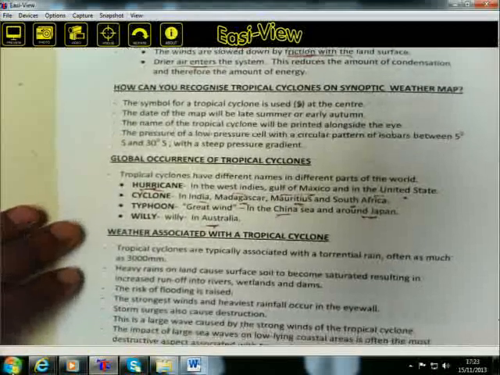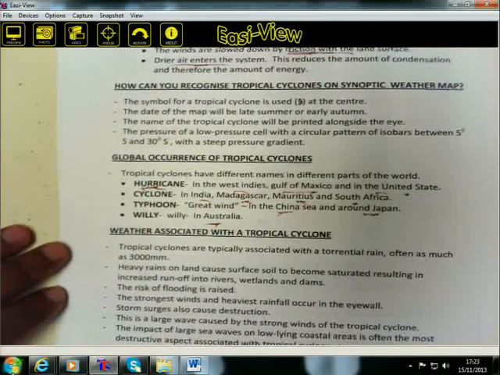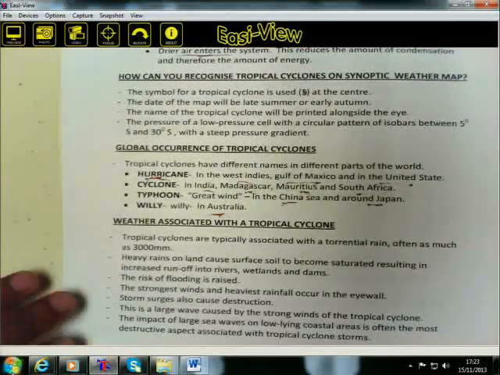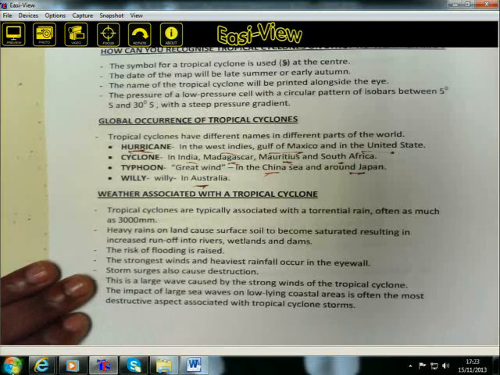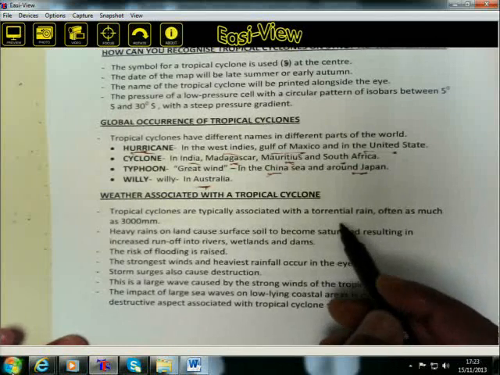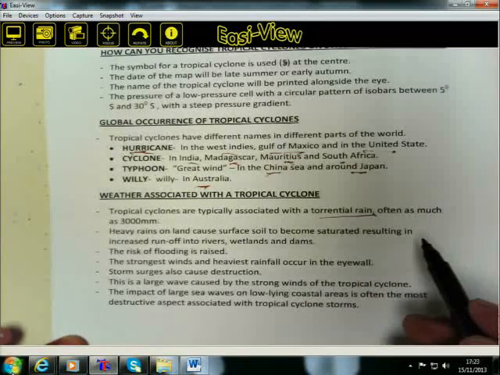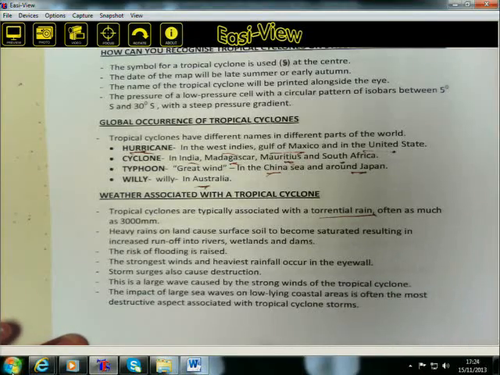Can we briefly talk about the weather associated with a tropical cyclone? Can you think a little bit about the tropical cyclone? How dangerous is it? Can you think about the weather conditions that can be associated with the tropical cyclones? Let's look at some of them. Tropical cyclones are typically associated with torrential rain, heavy rainfall. That is why they cause so much destruction.